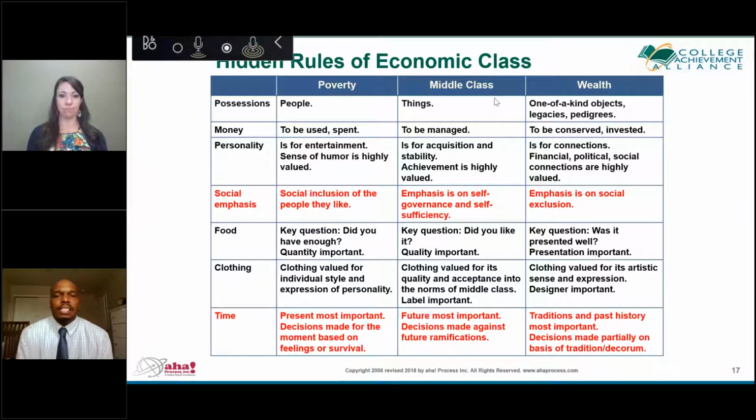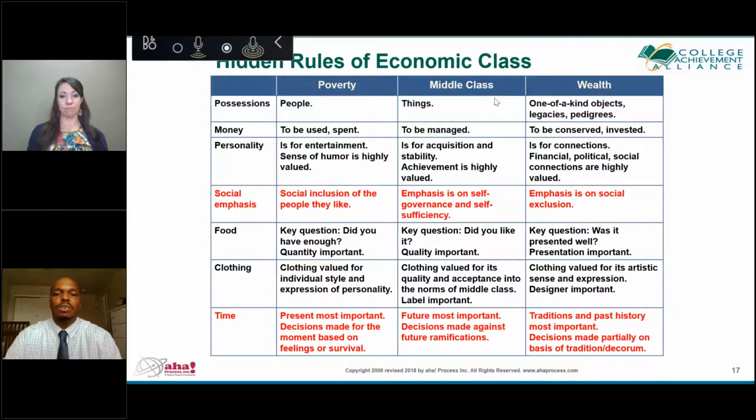And so as Donna was talking, what we did was we wanted to give you some examples of some of the hidden rules of economic class, but also just hidden rules in general and how they might apply, right? So social emphasis. When you're dealing with someone who might come from a poverty mindset, you're only hanging out with people that you like, right? Because you don't have time to try to impress other people. Most people look down upon you anyway because of the perceived knowing of who you are, because of what class you might be in temporarily. And so they look down upon you. So you only are friends with people that you need to be friends with.